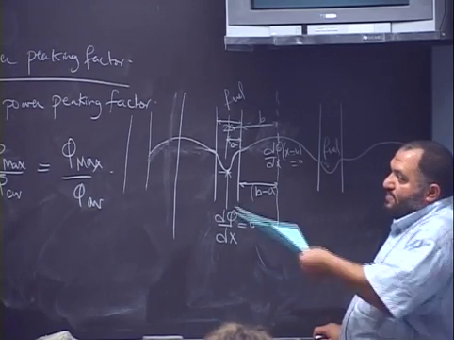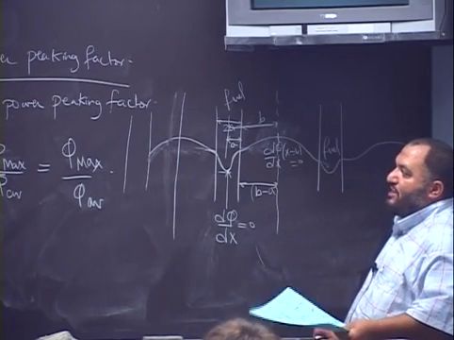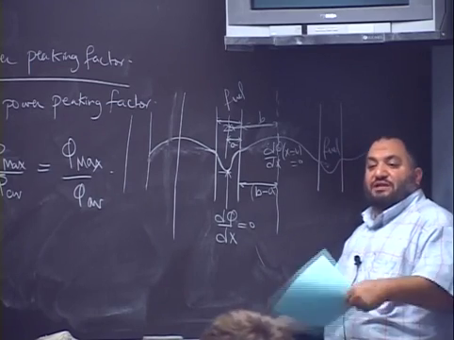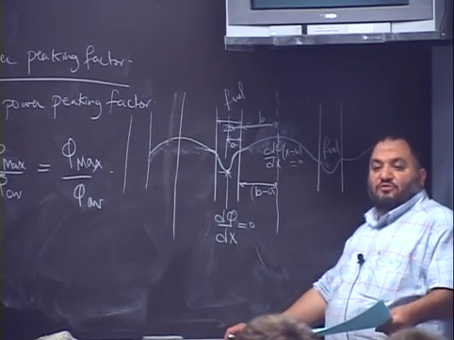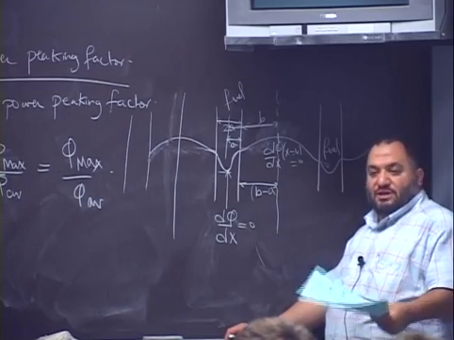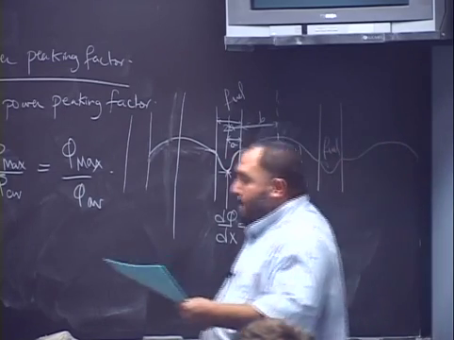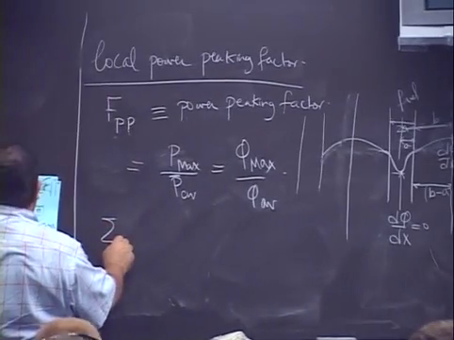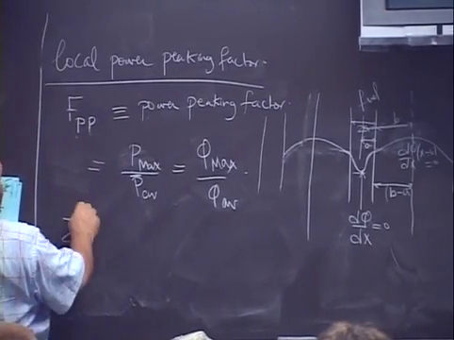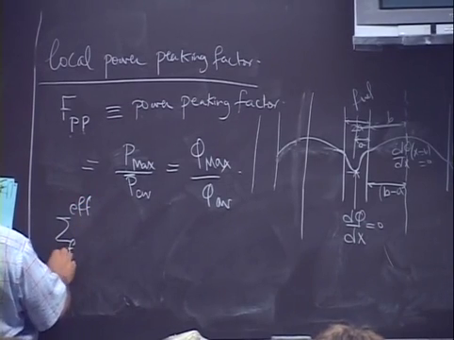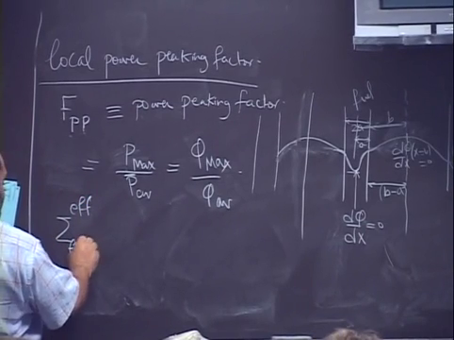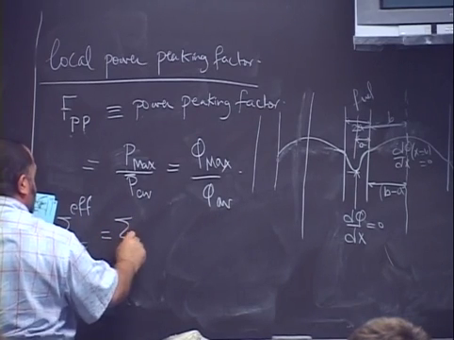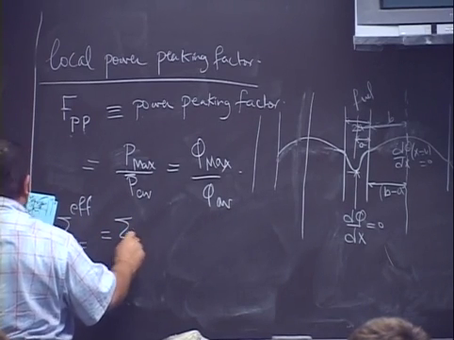So now I will find a way to calculate this peaking factor, and I will show you that this peaking factor gets into some of the formulas that we need in order to homogenize our system. So the power peaking factor is given by this, and I can now calculate an effective fission cross-section in the fuel, and this effective fission cross-section is just sigma fission in the fuel.